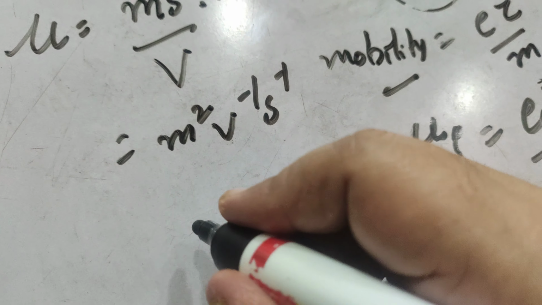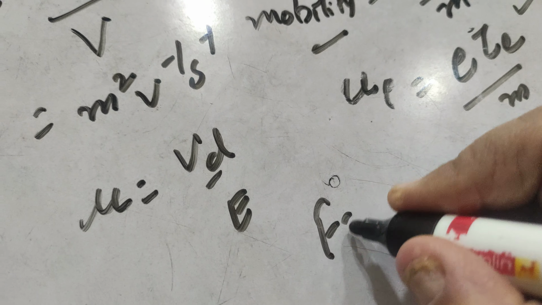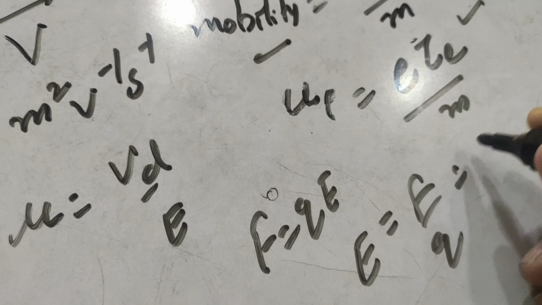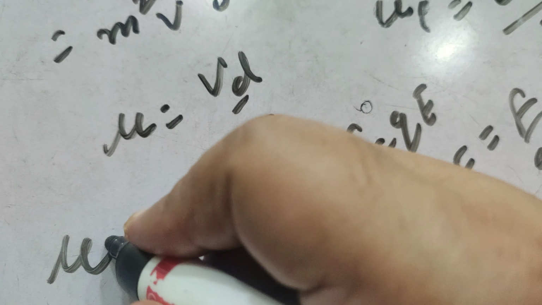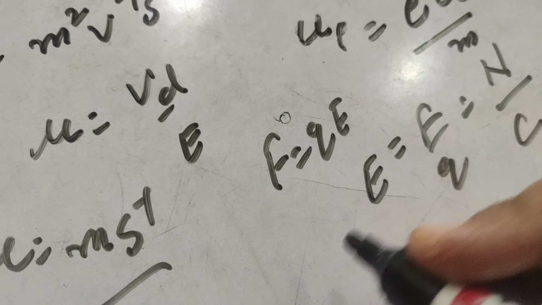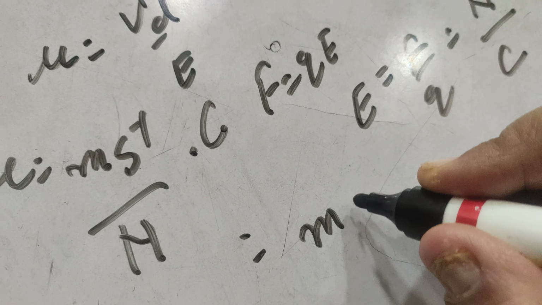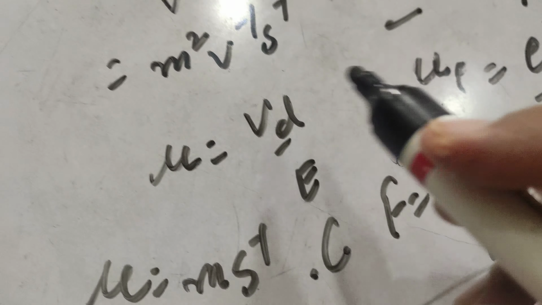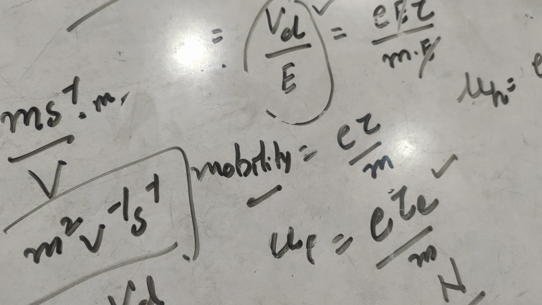Another unit, if we want to write: mu is equal to Vd by E. Also F is equal to QE, so E is equal to F by Q. F is measured in Newton and Q is measured in Coulomb. So putting this value, mu is equal to Vd, which is meter per second, upon Newton per Coulomb taken upward. So that is equal to meter per second per Newton per Coulomb. So this is another unit of the mobility. There are two basic units of mobility that we have studied here.